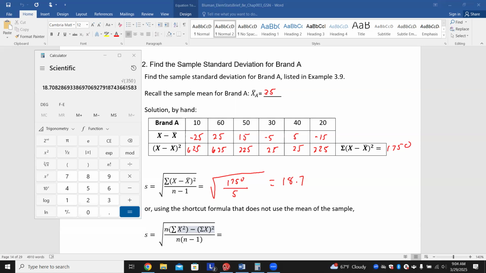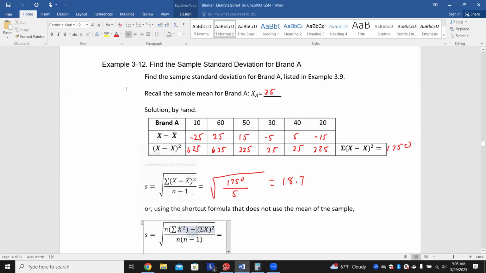That's crazy to think of that. So I'm just going to stick with this. But again, if you wanted to know how to do this, you would do 10 squared plus 60 squared plus 50 squared plus 30 squared plus 40 squared plus 20 squared, get that sum, multiply that by your 6, which is your sample size, subtract from that 10 plus 60 plus 50 plus 30 plus 40 plus 20, whatever that sum is, squared, then divide that by your 6 times 5, and then take the square root of that. So they can call it simple if they would like.